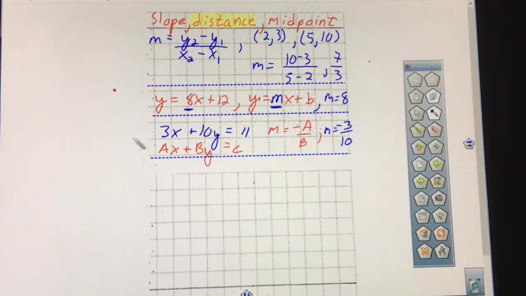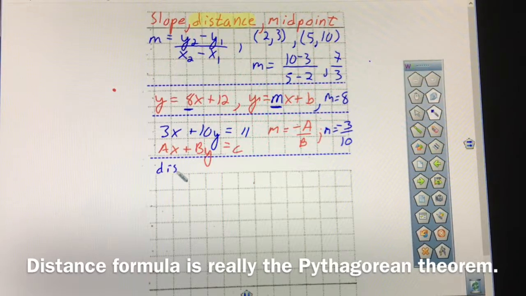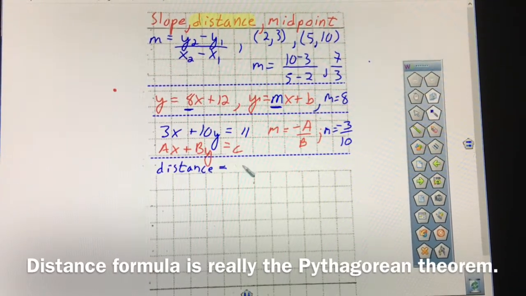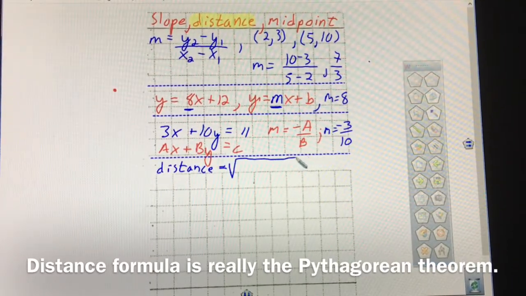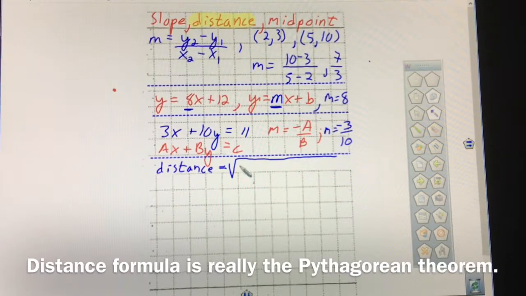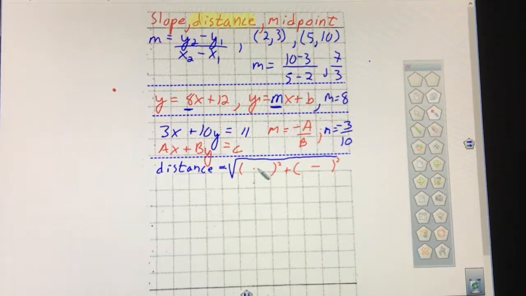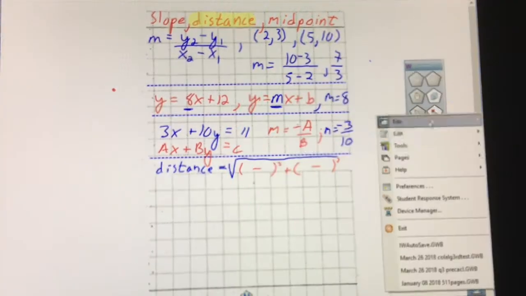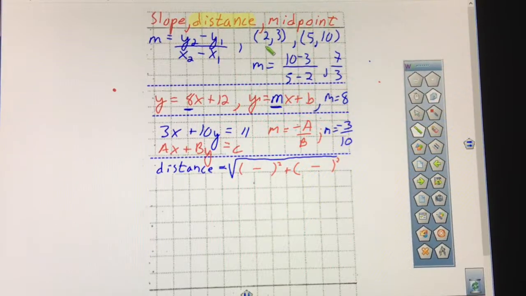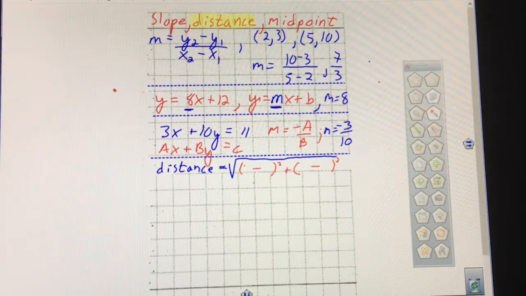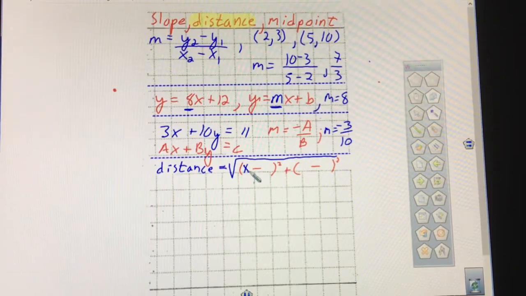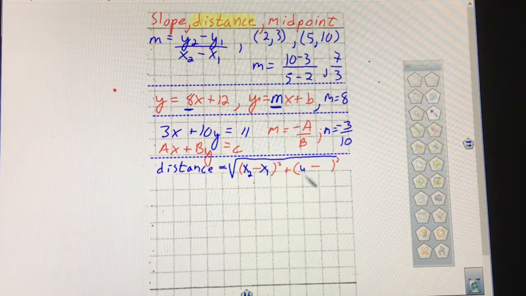Distance formula. Big square root. If we're still using those coordinates 2, 3, and 5, 10, this time what we plug in are the x values first. It'd be x sub 2 minus x sub 1, just like slope, but it's a little different. X sub 2 minus x sub 1, and then y sub 2 minus y sub 1, if you want the formal version of the formula.